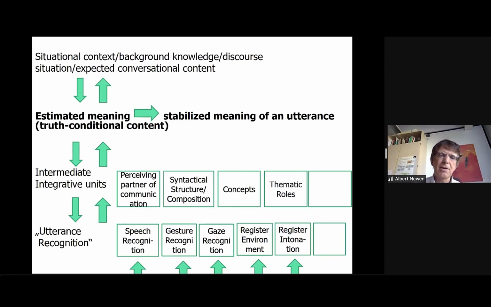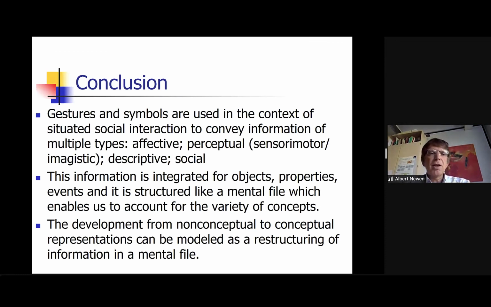As I highlighted, the shift from perception-based concept of island, focusing on the perceptual information, to the theory-based concept, focusing on the definitional information. So the conclusion is, gestures and symbols are used in the context of situated social interaction to convey information of multiple types, affective, perceptual, descriptive, social information. And this information is integrated for objects, properties, events, and it is structured like a mental file, which enables us to account for the variety of concepts. The development from non-conceptual to conceptual representation can be modeled as a restructuring of information in a mental file.